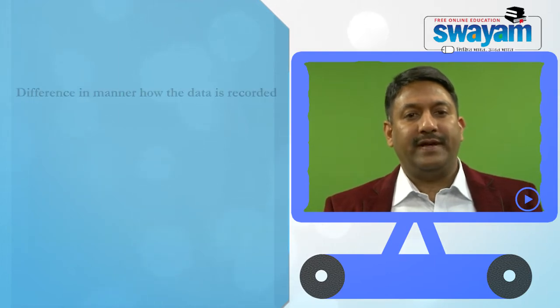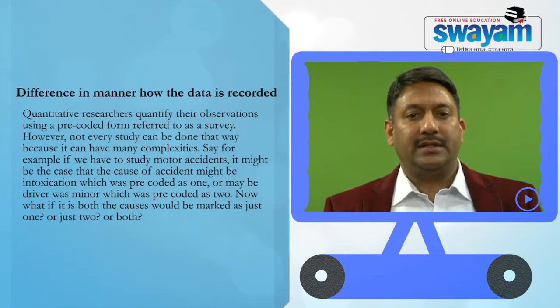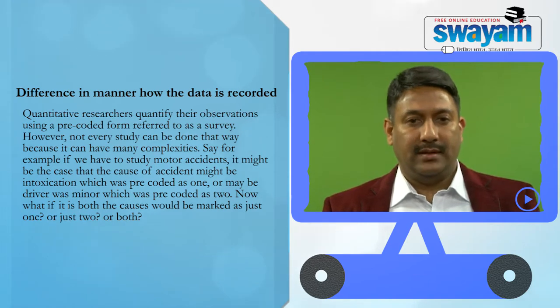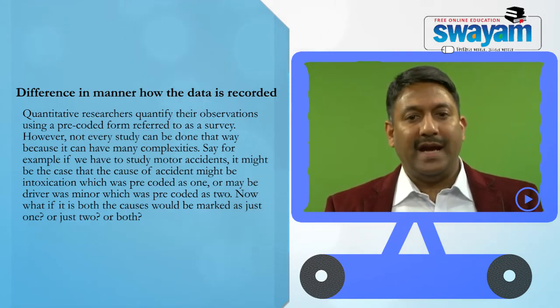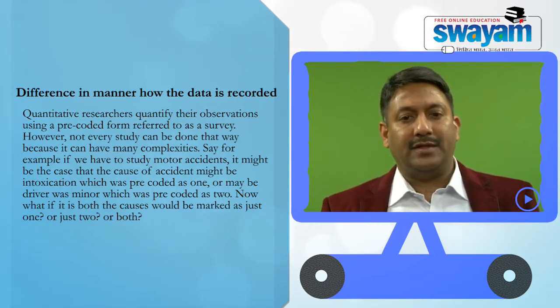Now we will discuss the difference in the manner how the data is recorded. Quantitative researchers quantify their observations using a pre-coded form referred to as a survey. However, not every study can be done that way because it can have many complexities. Say for example, if we have to study motor accidents, it might be the case that the cause of an accident might be intoxication, which was pre-coded as 1, or maybe driver was minor, which was pre-coded as 2.